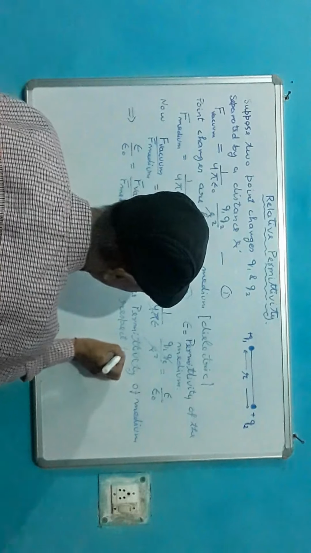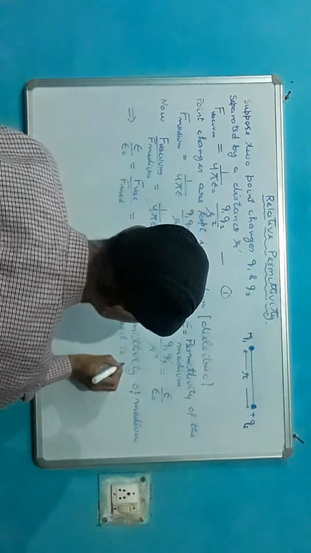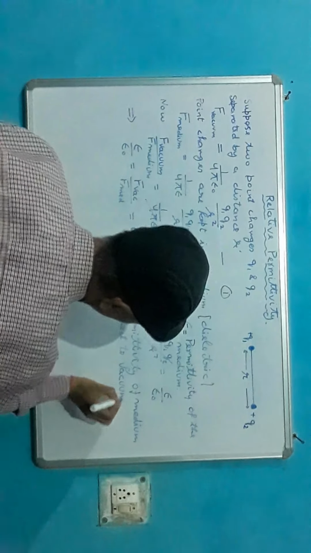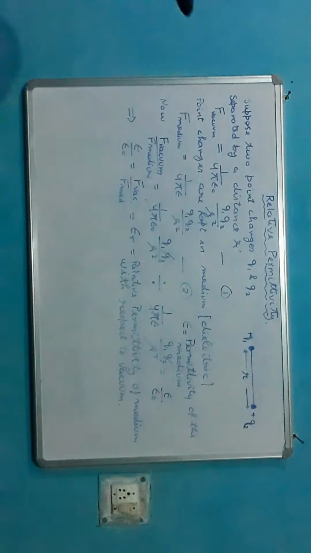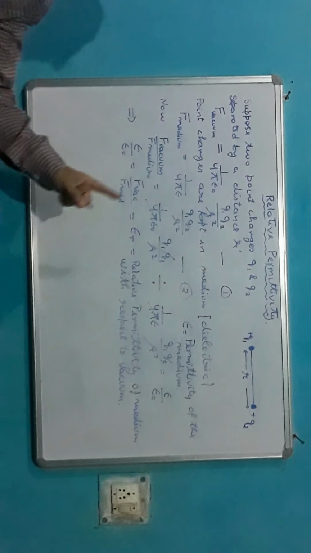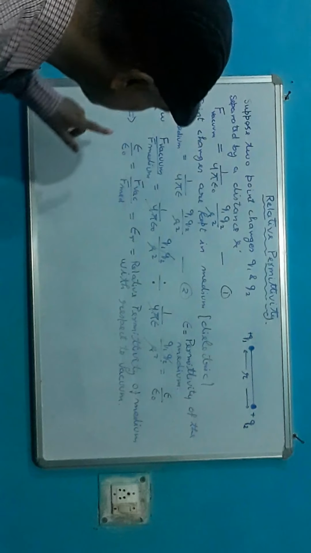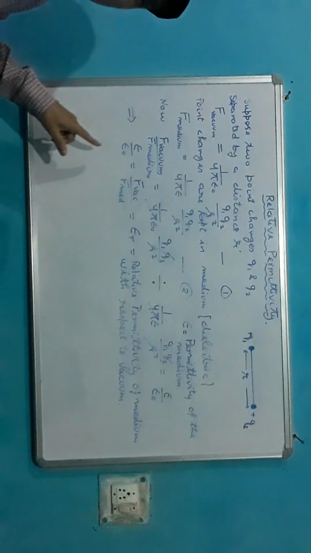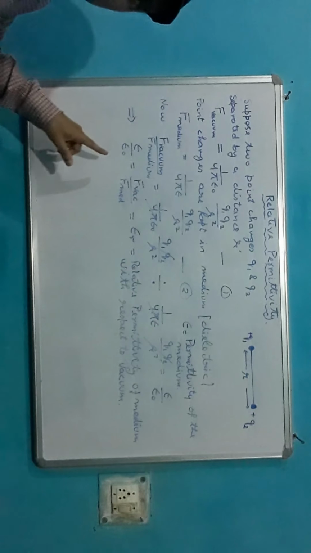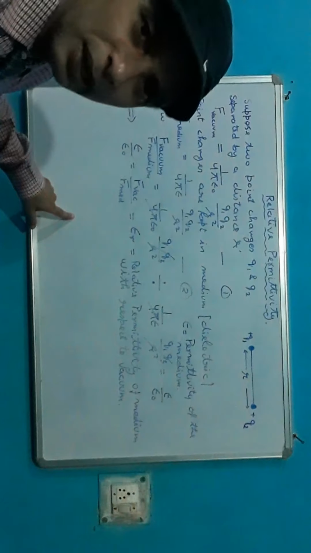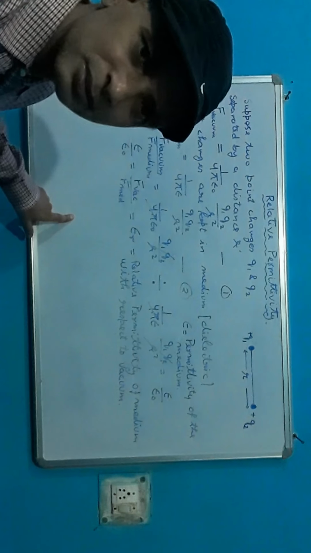With respect to... so I can define the relative permittivity of the medium as equal to the ratio of the force when the two charges are kept in vacuum to the force of interaction when the two charges are placed in a medium at the same distance.